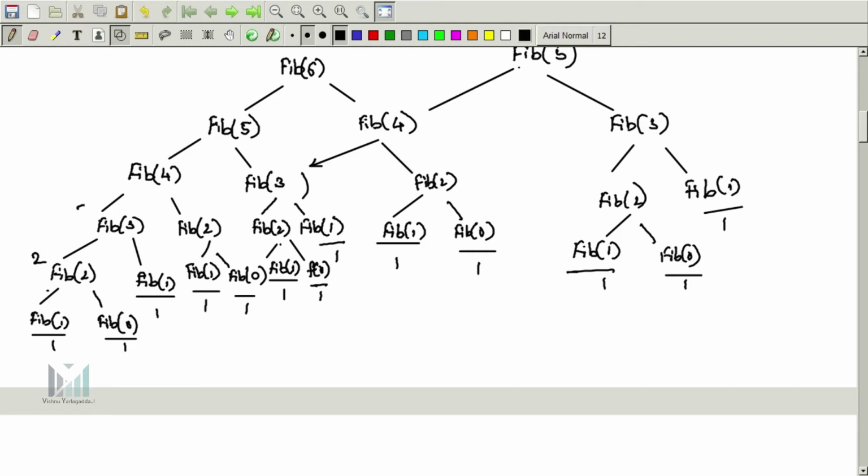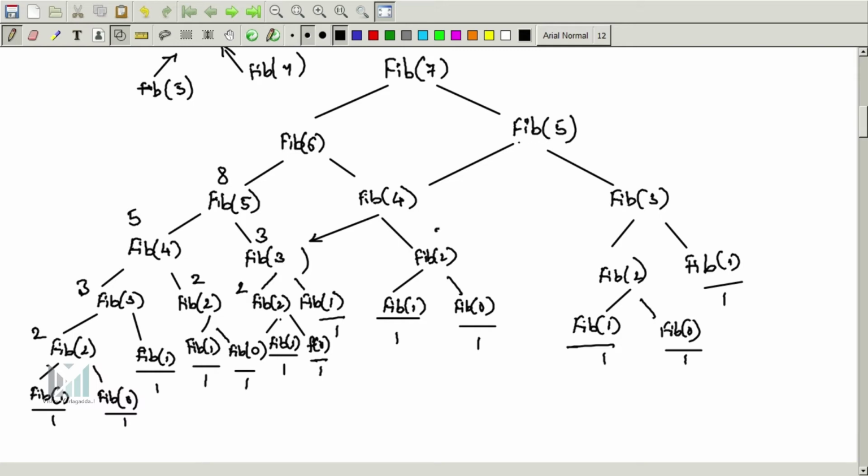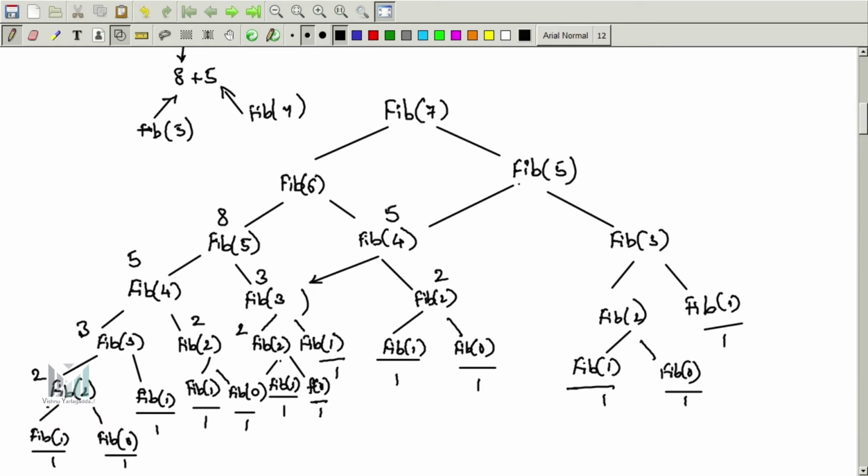Then 2 plus 1 is 3, fine. Then 1 plus 1 is 2. 3 plus 2 is 5, good. And 1 plus 1 is 2. 2 plus 1 is 3. 5 plus 3 is 8 here. Okay. Similarly, this one 1 plus 1 is 2. 2 plus 3 is 5. 8 plus 5 is 13.